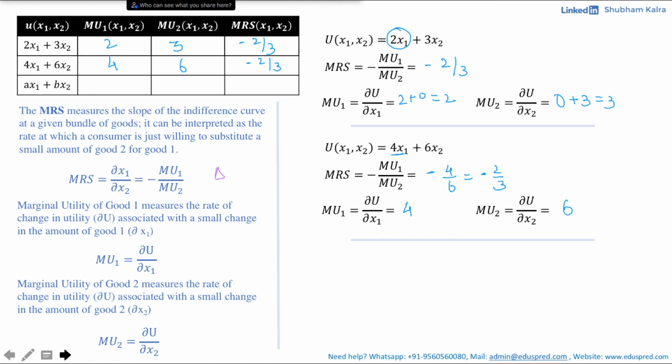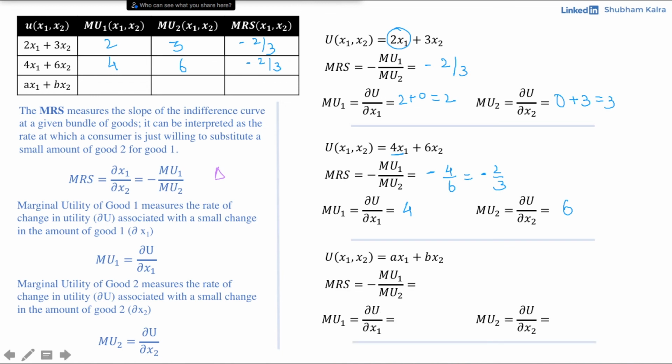Let's move on to the next part. Now the utility function is of the form ax1 plus bx2. Slope is equal to MRS, which is equal to minus MU1 divided by MU2. So let's calculate MU1, which is nothing but a, the coefficient of x1, and MU2 would be b. Thus this would be minus a divided by b. So filling up the table, this becomes a, this becomes b, and this is minus a divided by b.